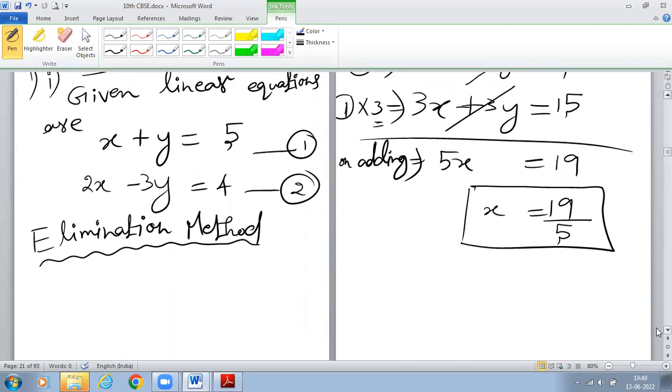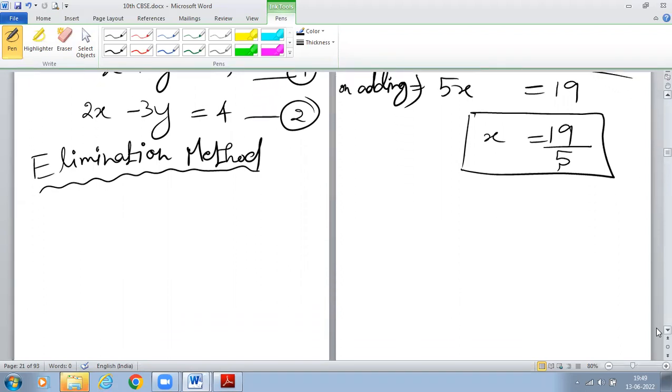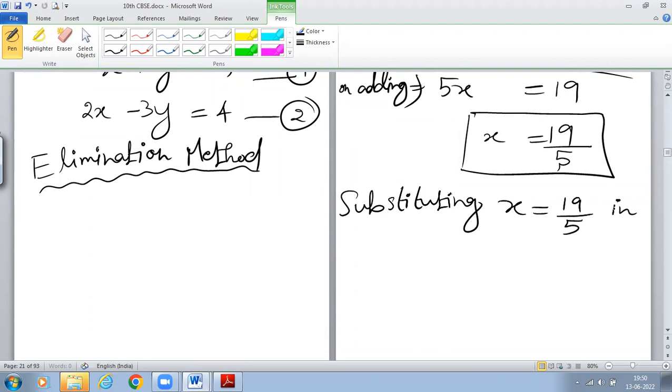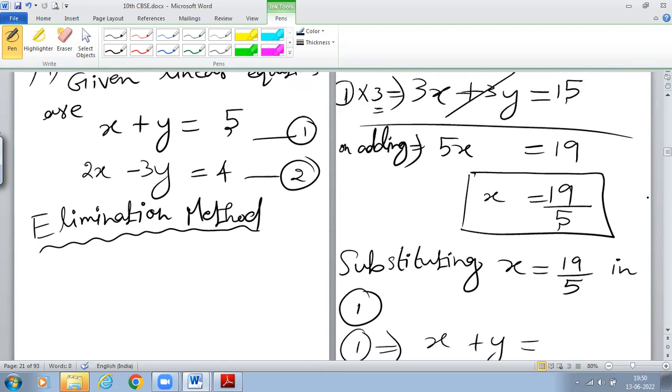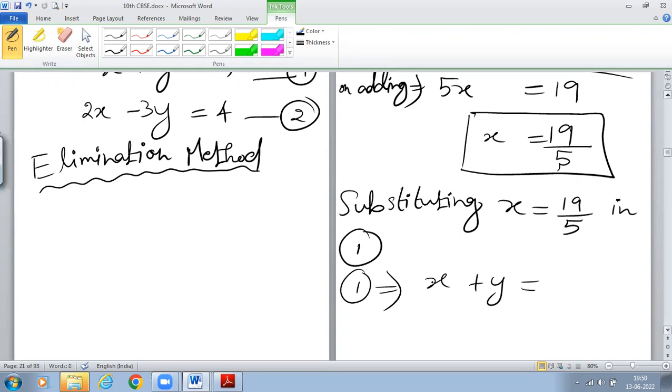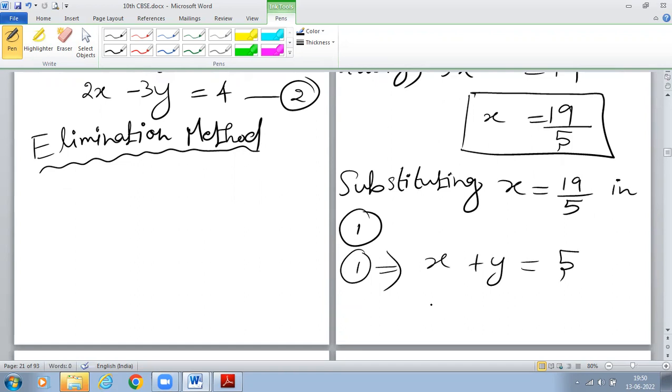For that I can write a step like this. Substituting x is equal to 19 by 5 in equation number 1. First I'll write what equation number 1 is. What is equation number 1? x plus y is equal to 5. We have to always write the equation first, then only substitute the value of x. Equation number 1 is x plus y is equal to 5.